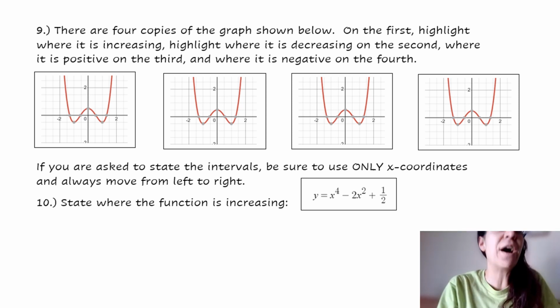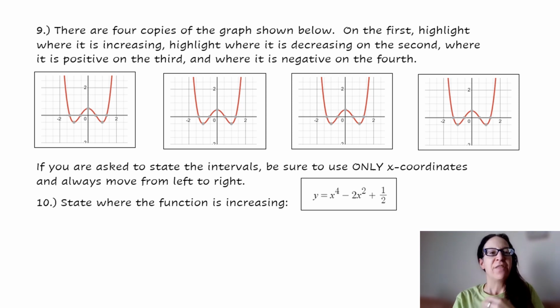All right, so on this problem, there are 4 copies of the graph shown below. On the first, highlight where it is increasing, highlight where it is decreasing on the second, where it is positive on the third, and where it is negative on the fourth. So what this is just assessing is whether you know that vocabulary, okay?